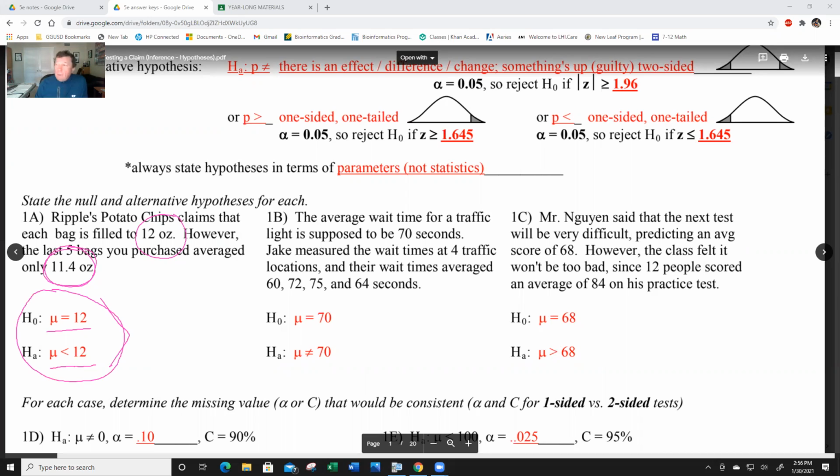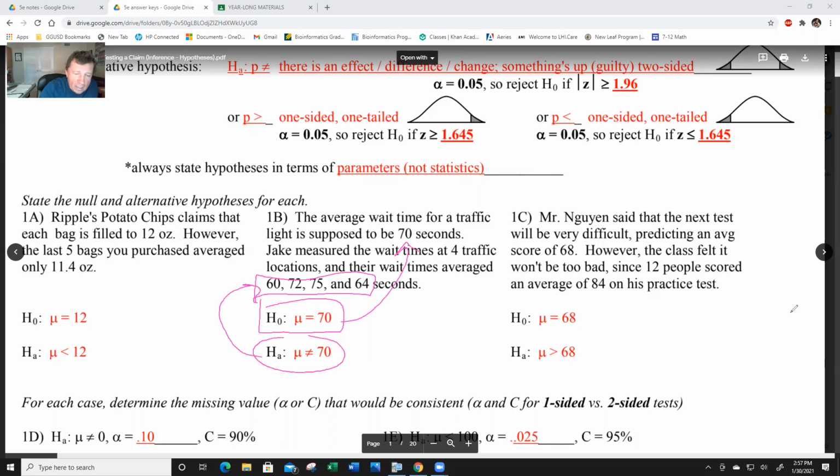Now let's go to 1B. Again, I'm doing this in terms of a mean, so I'm using mu. The average wait time for a traffic light is supposed to be 70 seconds. That's like a minute, 10 seconds. Jake measured the wait times at 4 traffic locations and got these 4. He's wondering if it's different. Different could be quicker or slower. He's not really sure. All right, fine. So H0: mu is 70. It is as claimed. And then HA, what he's trying to prove with this statistic, is that he thinks it's not 70.